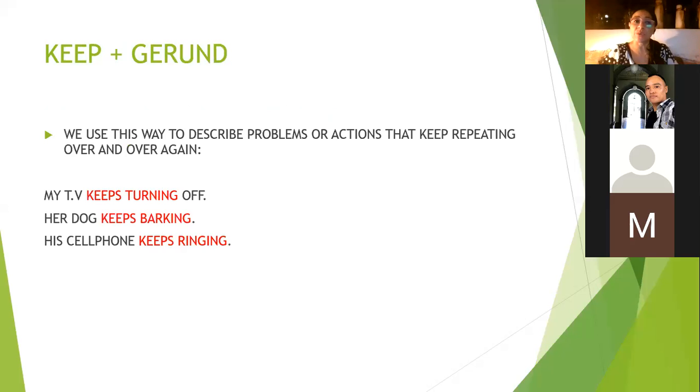All right, okay. So keep plus gerund, all right? Remember the gerund, it looks like present continuous, but it's not really present continuous. It finishes with ing, like playing, singing, burning, breaking, crying, and all those, all right? So here it says, Williams, can you read this, please? We use this way to describe problems or actions that keep repeating over and over again. All right. So when are we going to use keep plus gerund? When something, an action, or a problem keeps on repeating, all right?